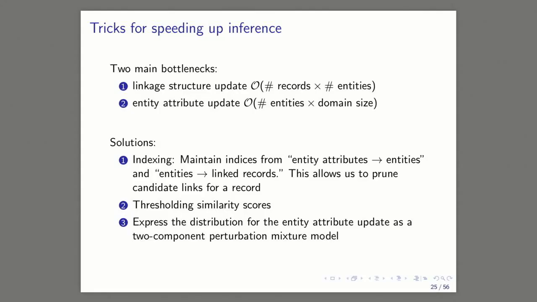So these are the solutions I talked about earlier. So we do indexing. So we're going to maintain the indices from the entity attributes to the entities, and then from the latent entities, we go to the linked records. So what does this do? Well, this allows us to basically prune for candidate pairs of records. So this is just a kind of intuitive way of doing a speed up. Then again, I talked about before, we're going to threshold similarity scores. So, if I'm looking at my record and Vivit's record, it's not going to be very similar. So that's just going to be thresholded out, or the same between myself and Betty.